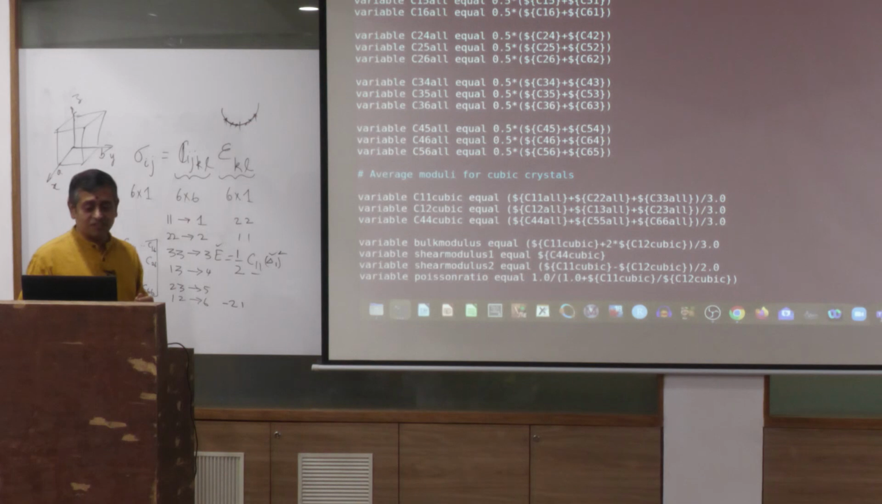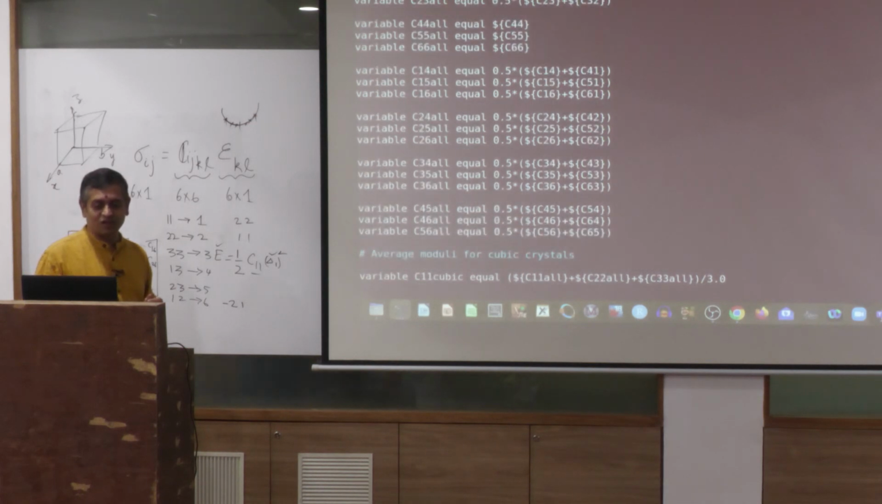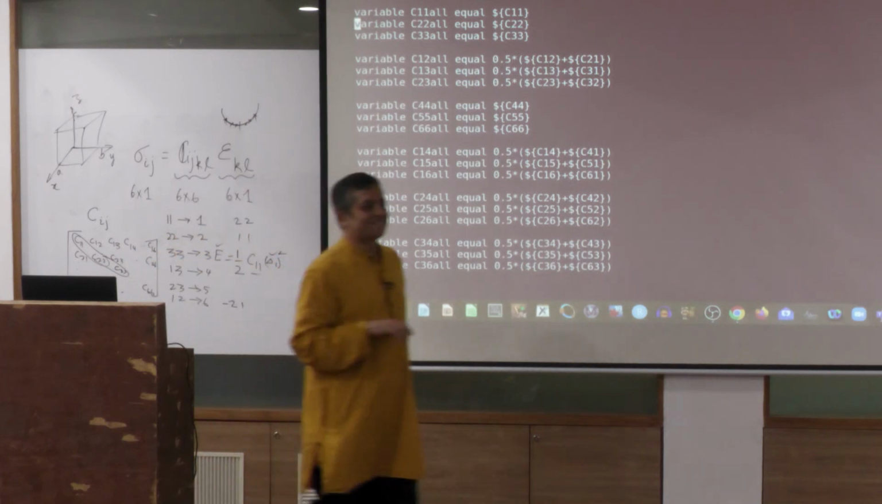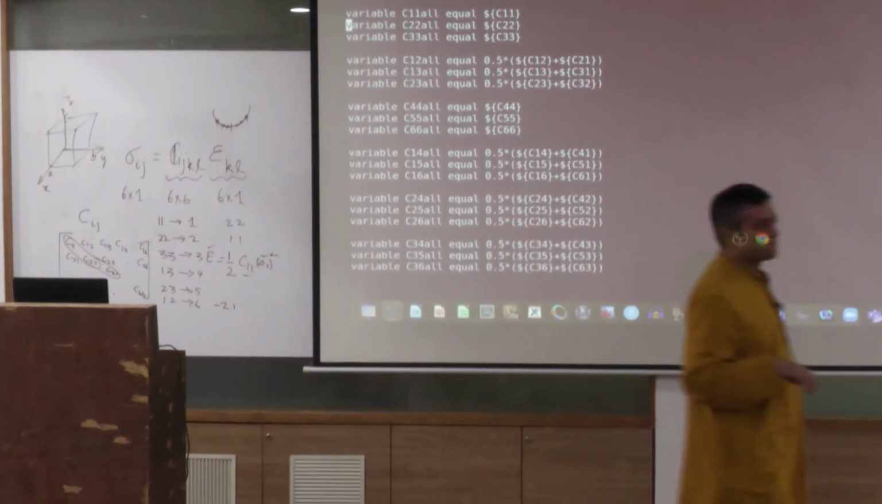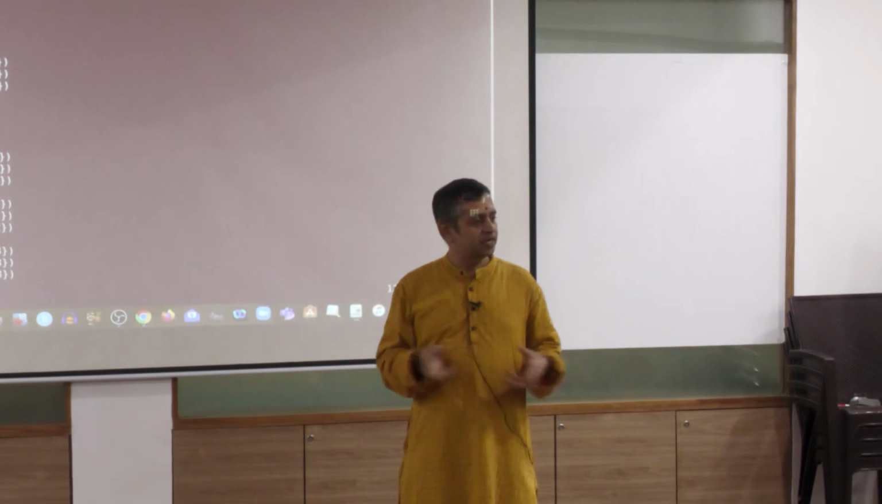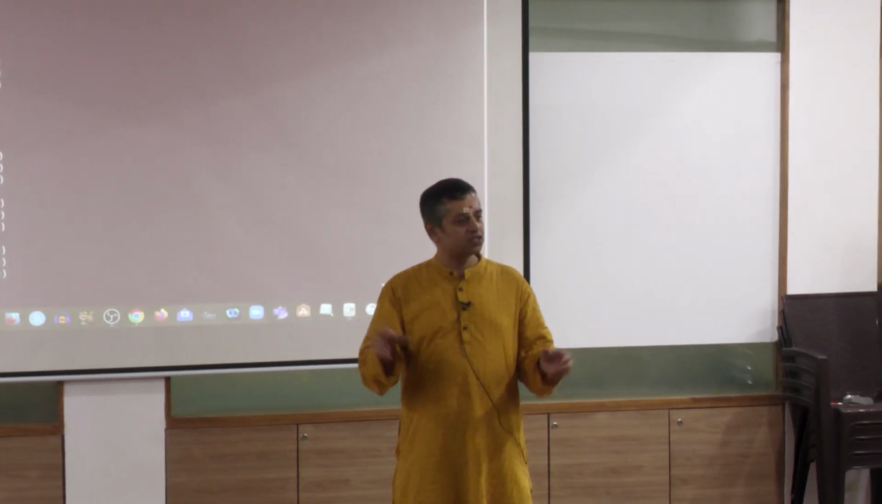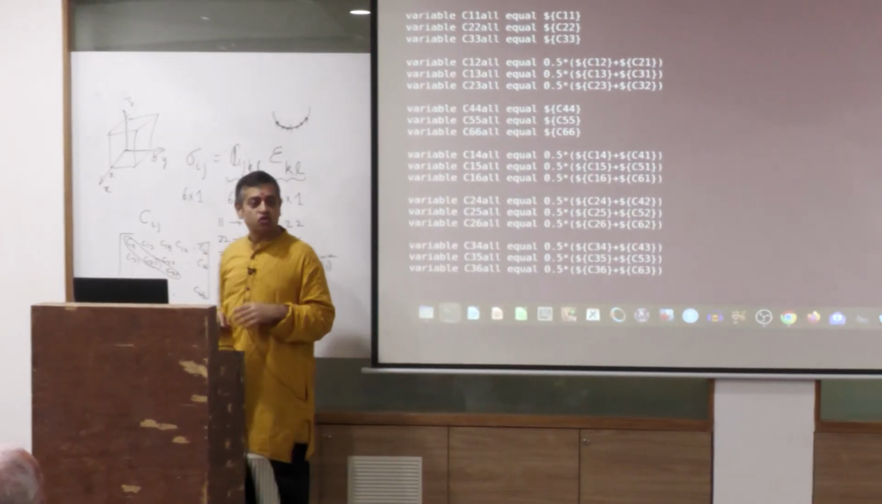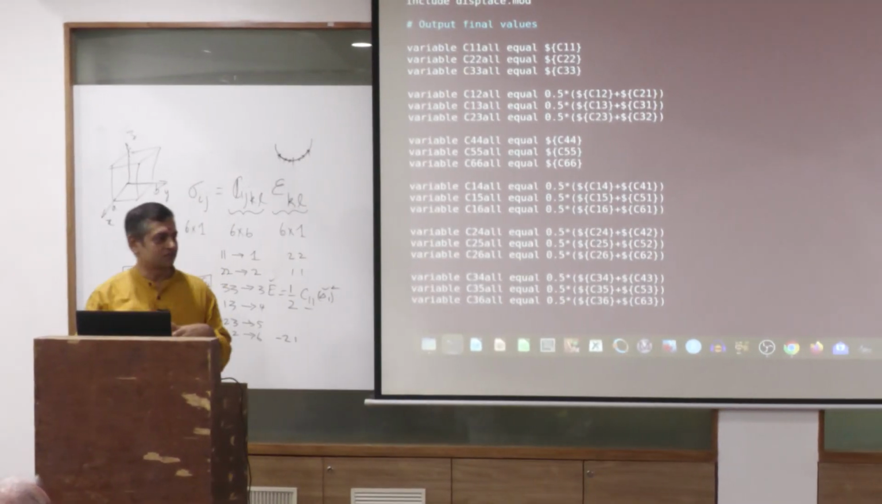Why are these factors of 0.5 for this 1, 4, etc.? C12 and C21 are supposed to be the same, but in your simulation you will get the values, but you will take the average. Without loss of generality, it is the same, there is no difference. Even if they are not the same, there is no way for you to separate it out. Okay.